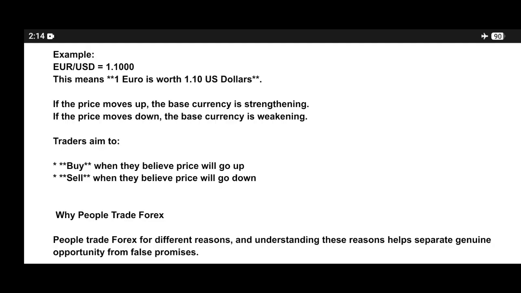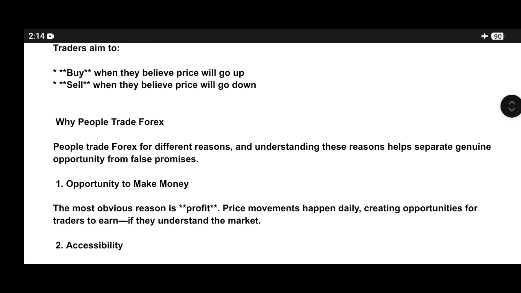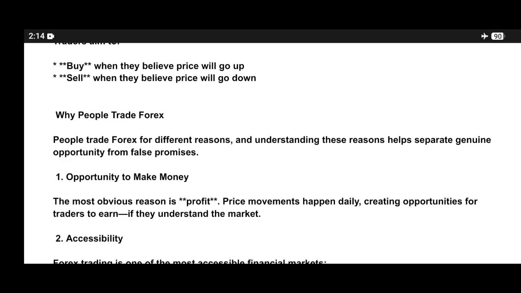You need to ask yourself this question: why do people trade forex, or why do you want to trade forex? People trade forex for different reasons, and understanding these reasons helps separate genuine opportunities from false promises. Opportunity to make money: the most obvious reason is profit. Price movements happen daily, creating opportunities for traders to earn money if they understand the market.